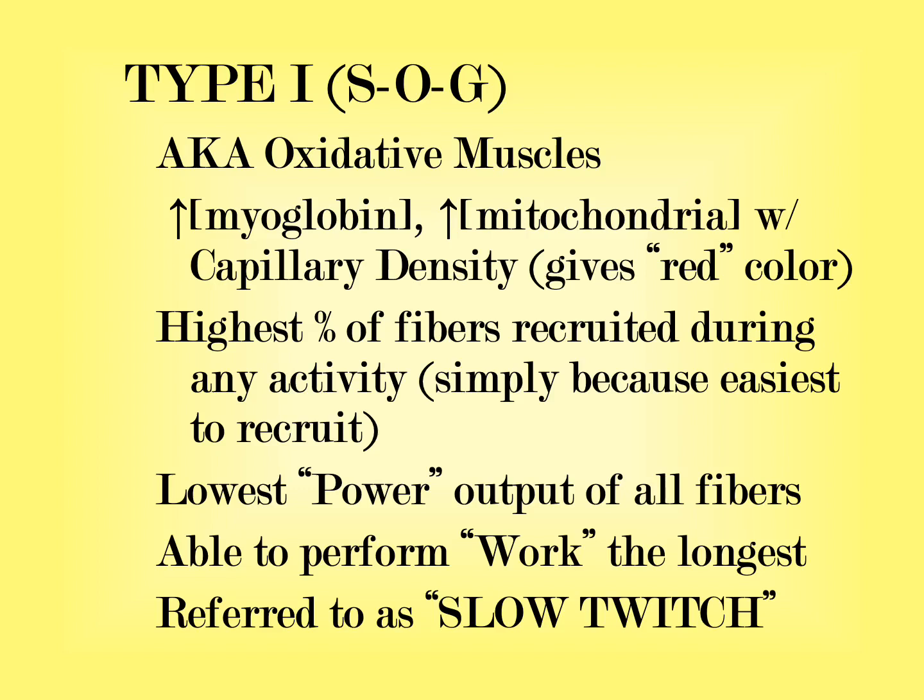In terms of recruitment, this has the highest percent of fiber recruitment during any activity, simply because it's the easiest to recruit. These have the least amount of power, but perform the greatest amount of work. That means that they have the longest twitch length. And by length, I'm talking about time. They are slow in their twitch characteristic. And the reason why they're slow in the twitch characteristic is because they're reliant upon oxidative ATP return, which has a lower rate of return.